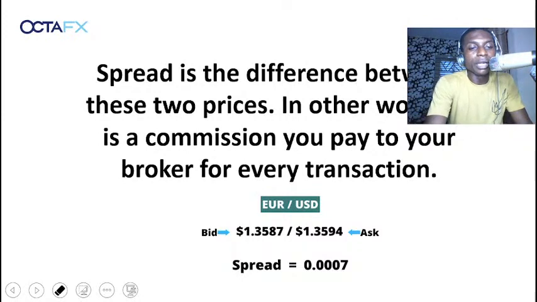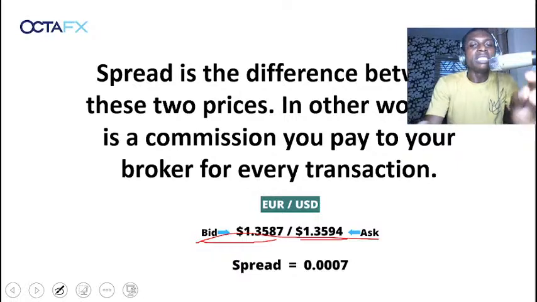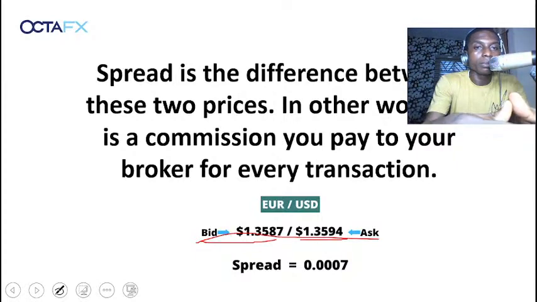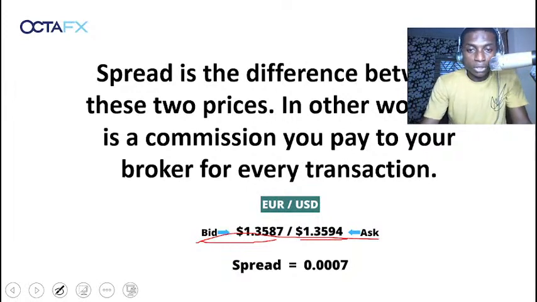So look at this scenario here. Now, the bid price is 1.3587. The ask price is 1.3594. Right? Now, the difference between the bid price and the ask price is called spread. I hope you're getting it. Awesome. Fantastic. Okay, now let's proceed.